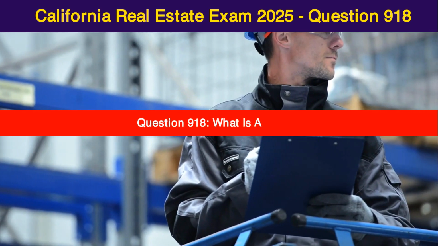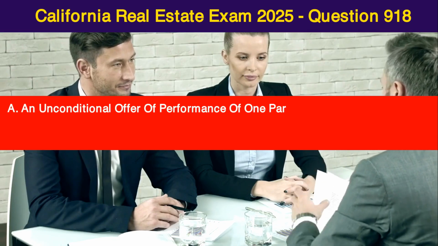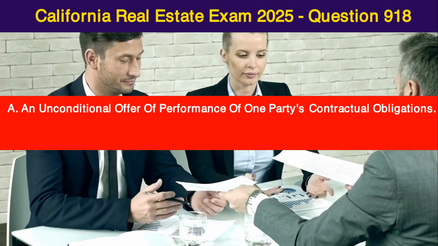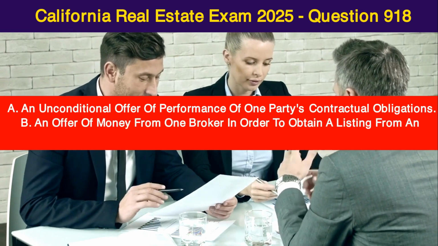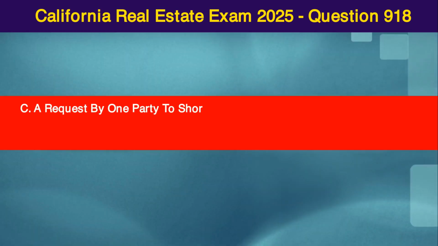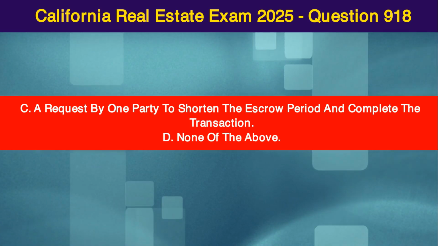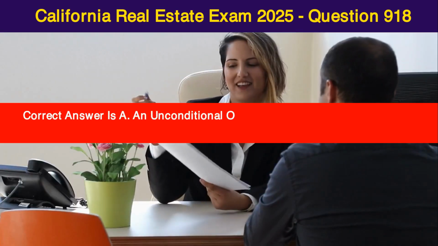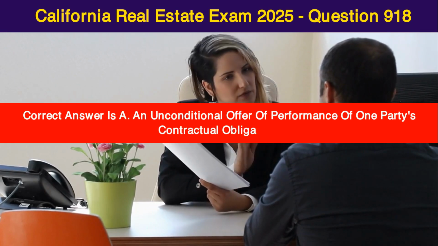Question 918. What is a tender? A. An unconditional offer of performance of one party's contractual obligations. B. An offer of money from one broker in order to obtain a listing from an owner. C. A request by one party to shorten the escrow period and complete the transaction. D. None of the above. Correct answer is A. An unconditional offer of performance of one party's contractual obligations.